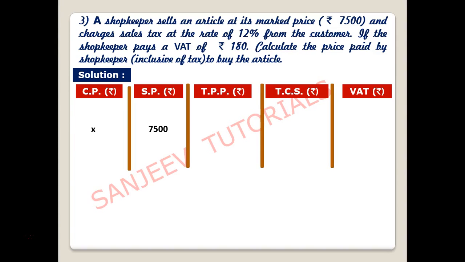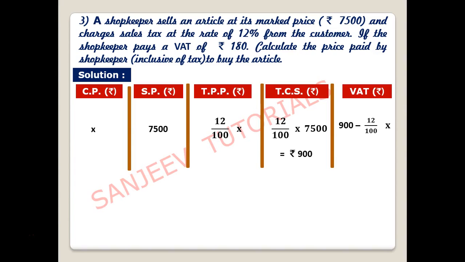The shopkeeper purchased the article for rupees X, so tax paid on purchase will be 12% of X. And tax collected on sale is 12% of the selling price, that is 12% of 7500, that gives us rupees 900. Last column, VAT. As we know, tax collected on sale minus tax paid on purchase. So if you subtract the two, we get 900 minus 12x upon 100.